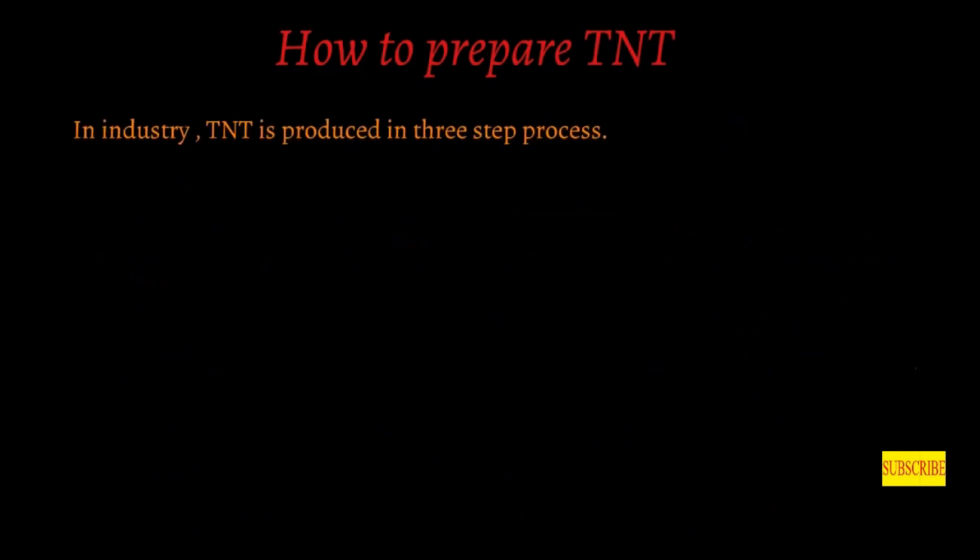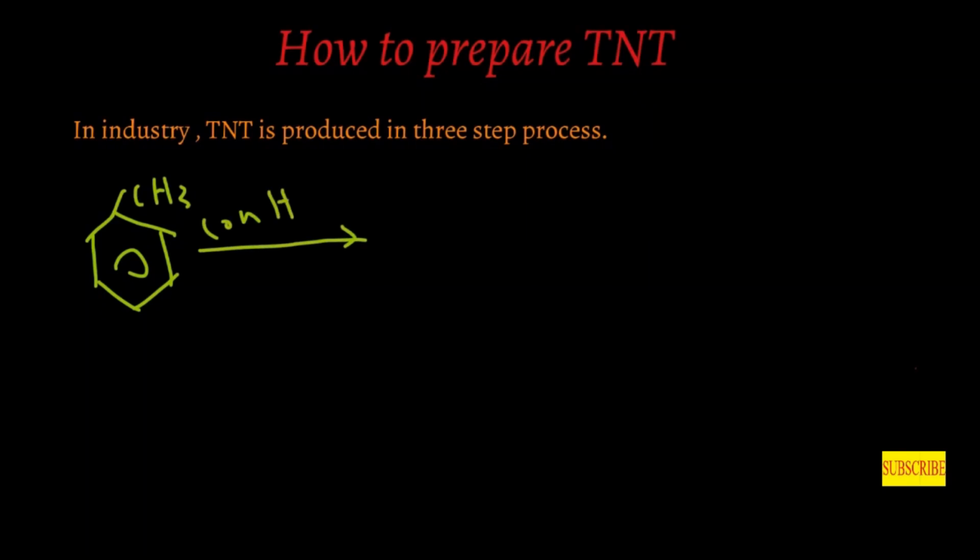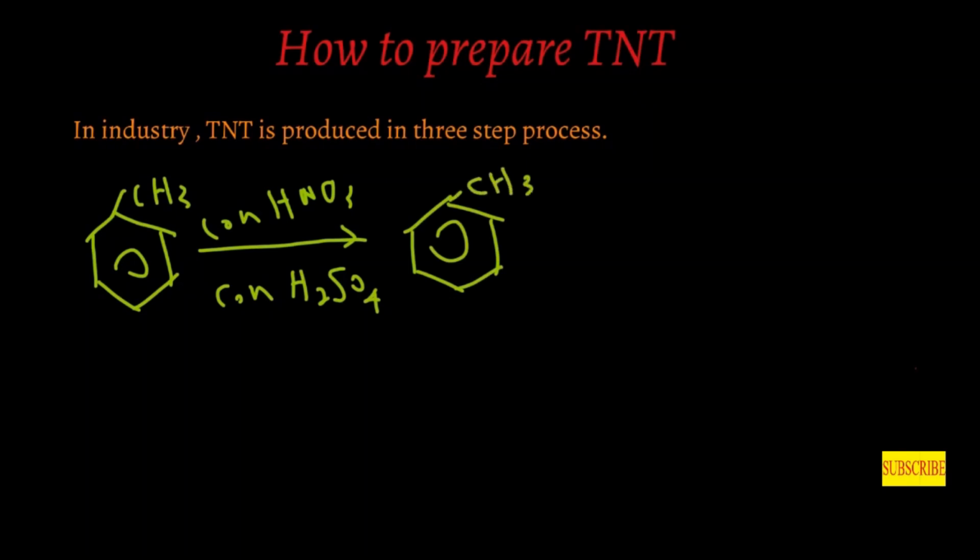As the second part of this video, we need to make TNT by the industrial process. Basically, this process comprises three stages. First of all, we need to react toluene with concentrated HNO3 and concentrated H2SO4 medium. Then this reaction will make MNT, that means mononitrotoluene. This is the structure of MNT, as I said earlier.